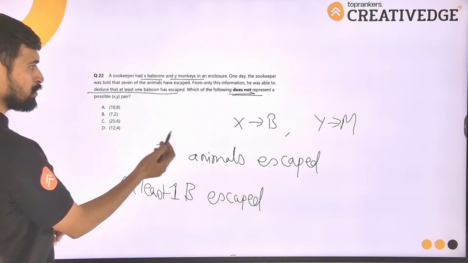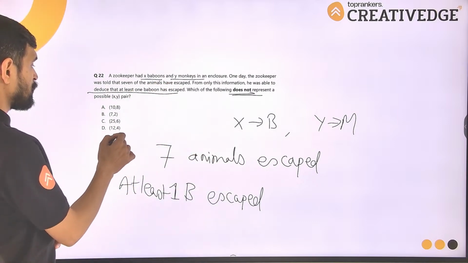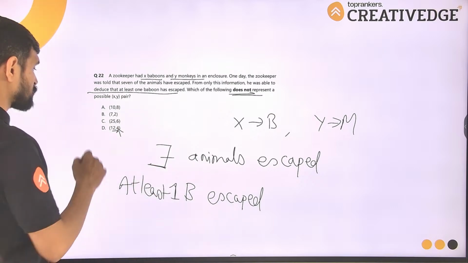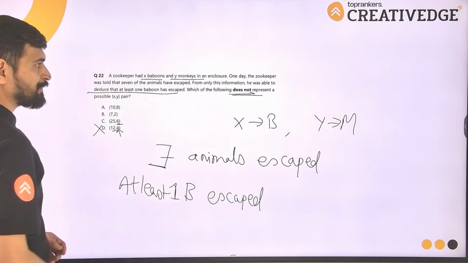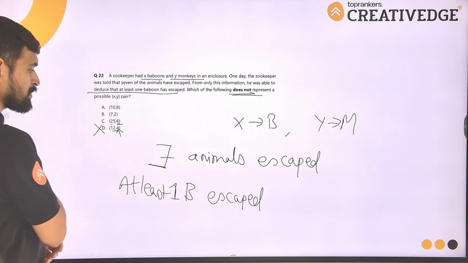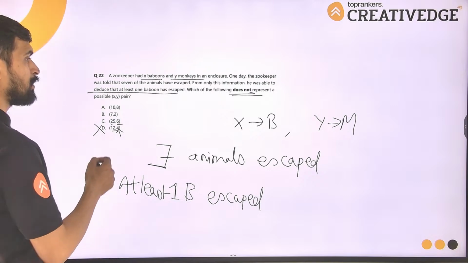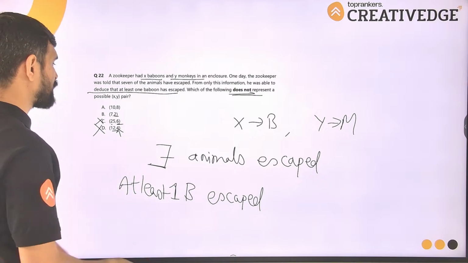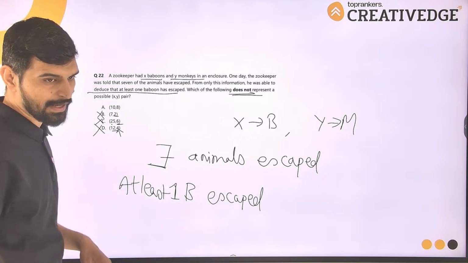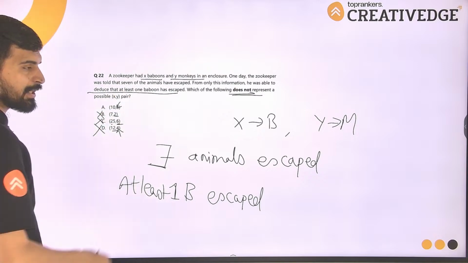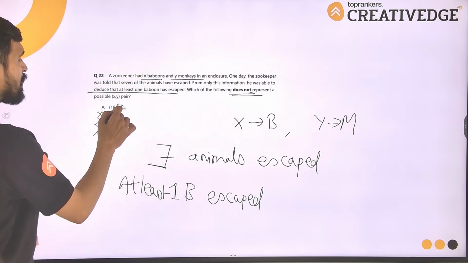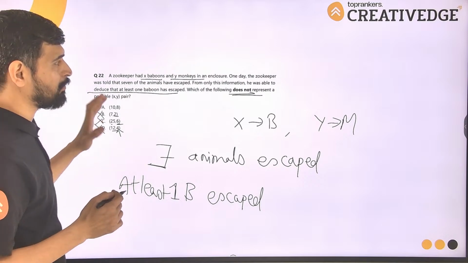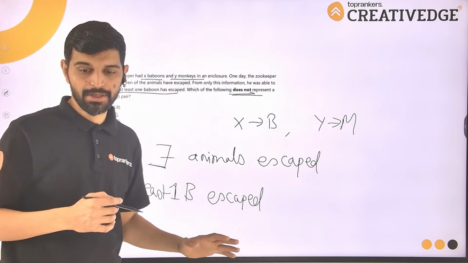X represents baboons, Y represents monkeys. So if we have four monkeys, there are three baboons that must have escaped. So this is very much possible. If we have six monkeys, there is one baboon that has escaped. Again, valid. If there are two monkeys, there are five baboons that have escaped. So it is also valid. So what is not valid? Eight monkeys. If there are eight monkeys, the zookeeper cannot deduce that at least one baboon has escaped, right?